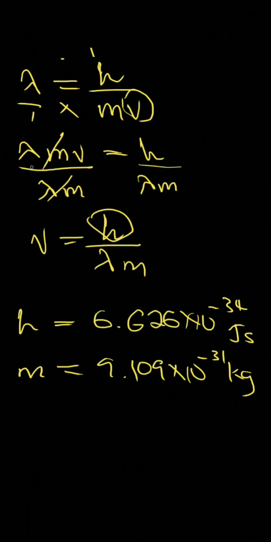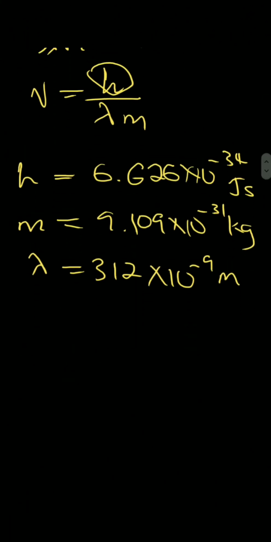Then also the wavelength is given in the question. Sorry, wavelength there, not h. So lambda there is given as 312 nanometers. So we're going to change it to meters, so we'll simply multiply by 10 to the power negative 9. So that's what we're going to have in meters.